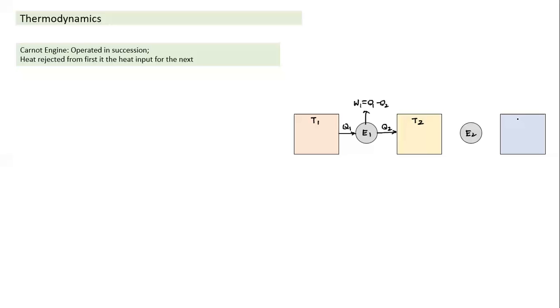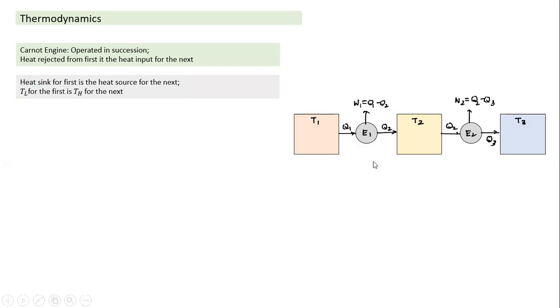T2 is the higher temperature and T3 is the lower temperature. It draws the same amount of heat, Q2, from here, and Q3 is wasted here. So we can define succession in two different ways, and this also does some work. This W2 will be equal to Q2 minus Q3. So heat rejected from the first is the heat input for the next, or we can say the sink for the first is the source for the next. This is how it operates in succession. The heat sink of the first is the heat source for the second.